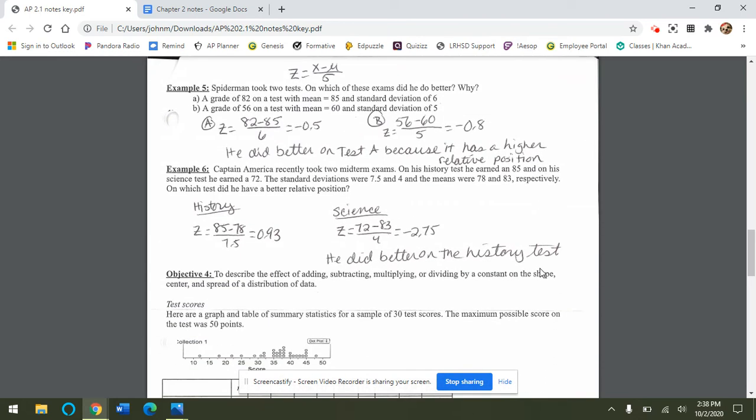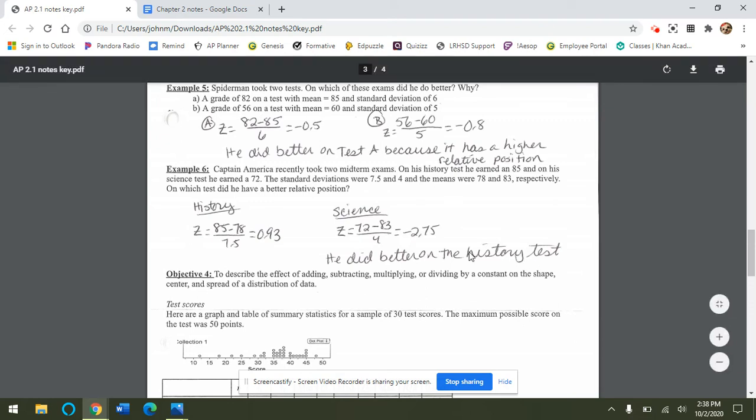All right. So taking a look at the next example, Captain America took 2 midterms. He gave us his history test and science. So when you calculate on which test did he have a better relative position, it's on which test did he have a higher z-score, on which test did he do better. So your history, I've plugged it all in, I got 0.93, which means he's almost 1 standard deviation above the mean. Your science, z equals negative 2.75, means he's almost 3 entire standard deviations lower than the average. Okay, so if he did higher than the average on history and lower than the average on science, then clearly he did better on the history test.